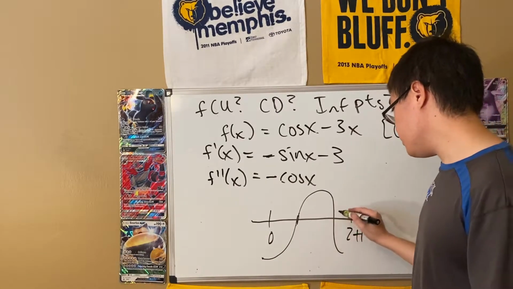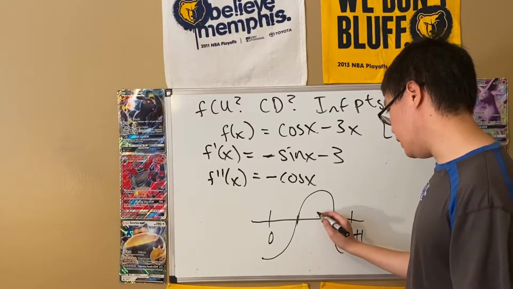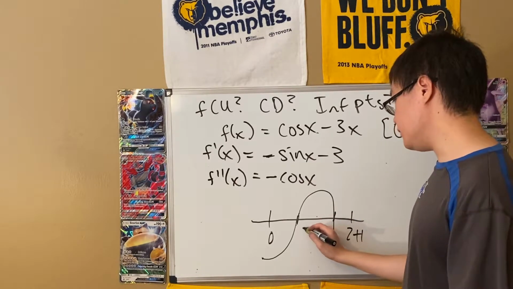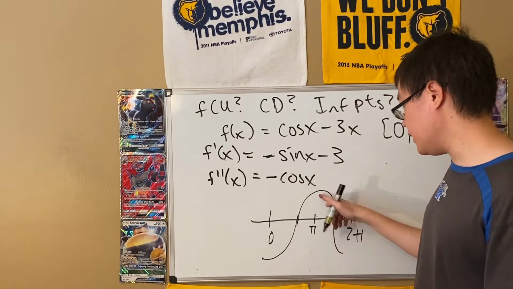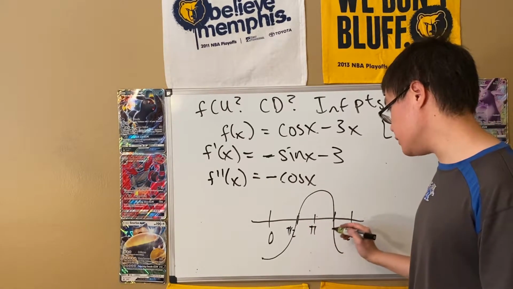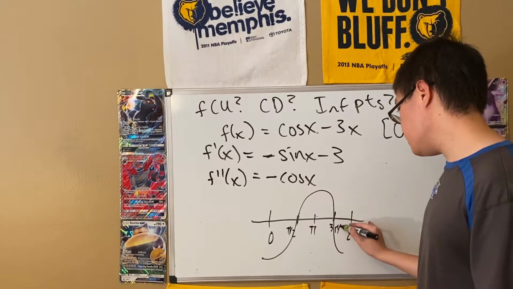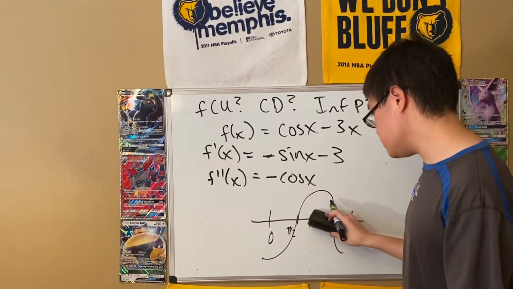This point right here is pretty important. This point is not as important, but we'll just label it anyway to help us find the other points. This point is pi, this point is pi over 2, and this point is 3 pi over 2. Let's erase the pi because it doesn't matter in this question.